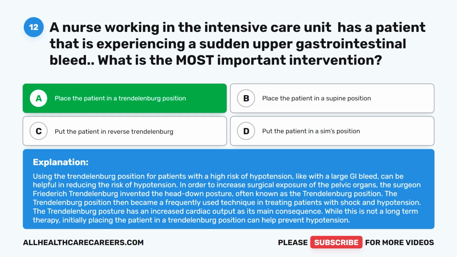In order to increase surgical exposure of the pelvic organs, the surgeon Friedrich Trendelenburg invented the head-down posture, often known as the Trendelenburg position. The Trendelenburg position then became a frequently used technique in treating patients with shock and hypotension. The Trendelenburg posture has an increased cardiac output as its main consequence. While this is not a long-term therapy, initially placing the patient in a Trendelenburg position can help prevent hypotension.